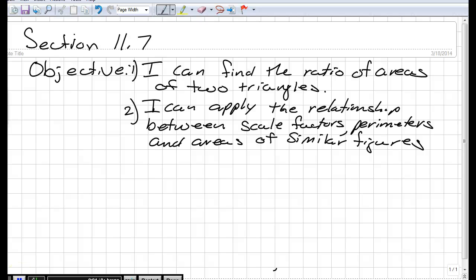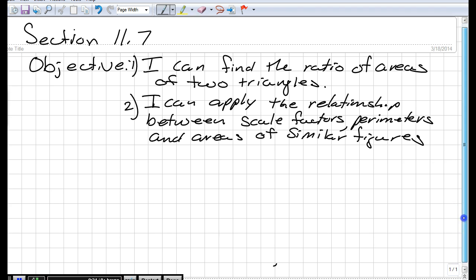Section 11.7. Today we have two objectives. The first one deals with triangles, and the objective is I can find the ratio of areas of two triangles. And the second objective deals with similar figures. I can apply the relationship between scale factors, perimeters, and areas of similar figures.